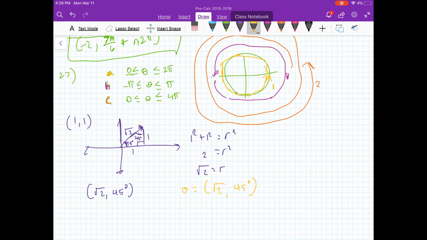If I wanted to add 360 degrees, that'd be 405 degrees. That's beyond 2 pi, so that's beyond our bounds. And if we subtracted 360 degrees, we wouldn't find another value either. So this is the only way to do it using that first method.